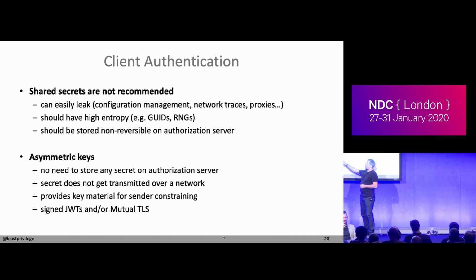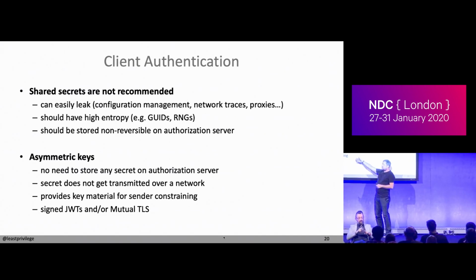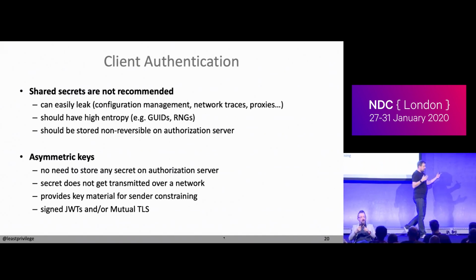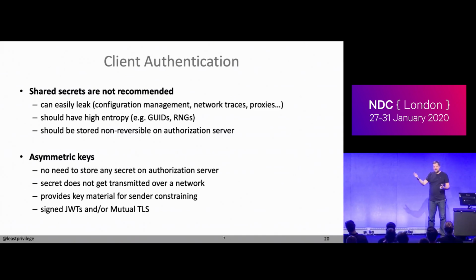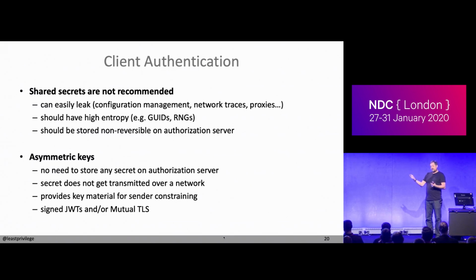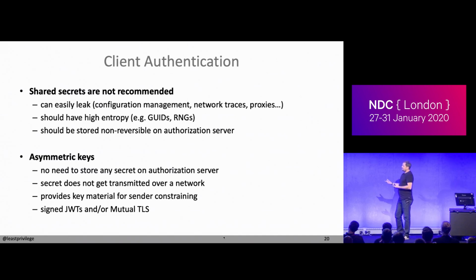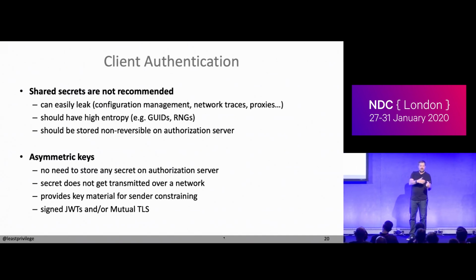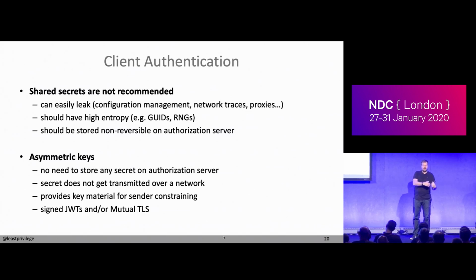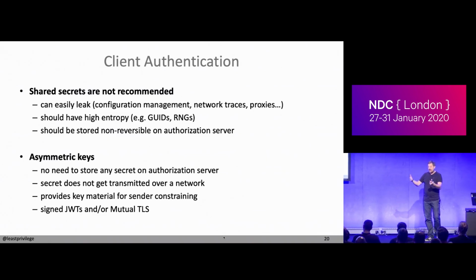If you have the luxury of moving away from that, go to asymmetric keys, right? Public-private key pairs where the client has the private key, the server has the public key. The server does not need to store any secret at all because public keys are not secret. The client creates some data, typically a JSON Web Token, signs that token with the private key, and sends the JSON Web Token over the wire. No secret goes over the wire, only the signed artifact, so to speak. So that's much better.